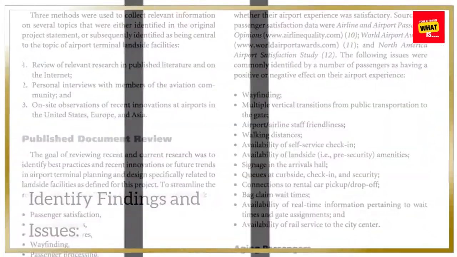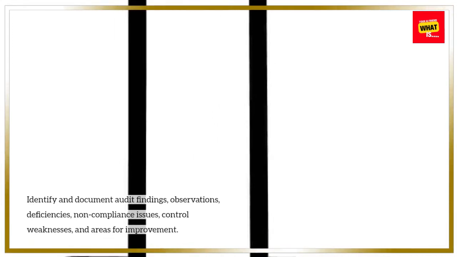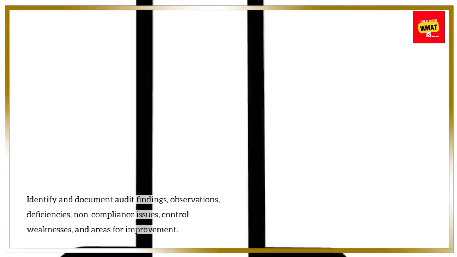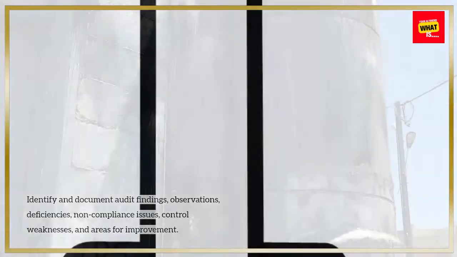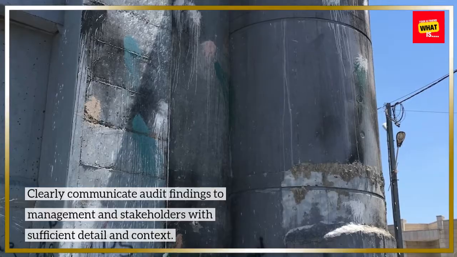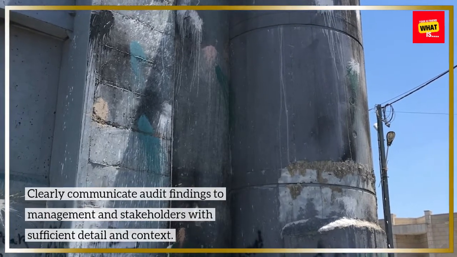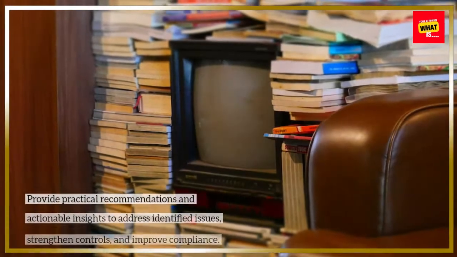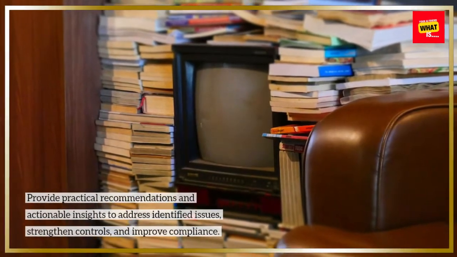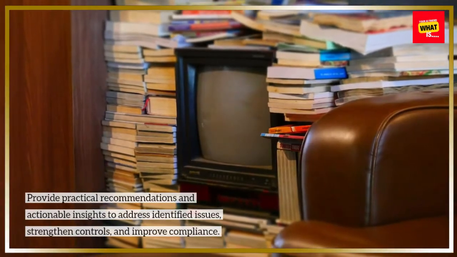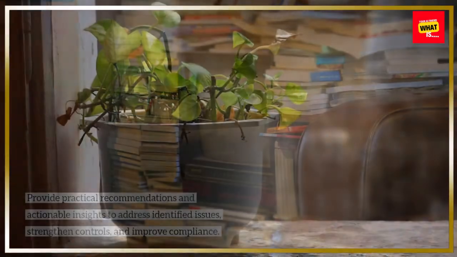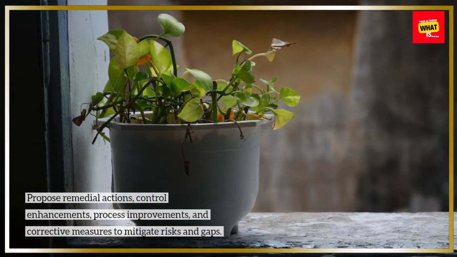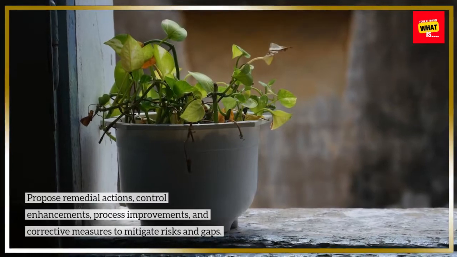Identify findings and issues. Identify and document audit findings, observations, deficiencies, non-compliance issues, control weaknesses, and areas for improvement. Clearly communicate audit findings to management and stakeholders with sufficient detail and context. Provide recommendations. Provide practical recommendations and actionable insights to address identified issues, strengthen controls, and improve compliance. Propose remedial actions, control enhancements, process improvements, and corrective measures to mitigate risks and gaps.